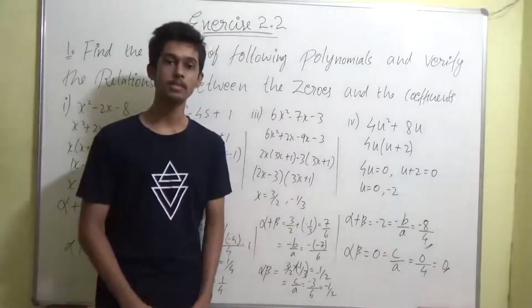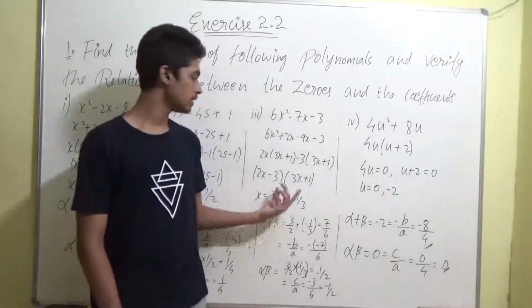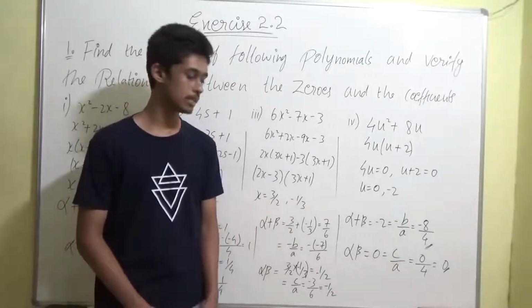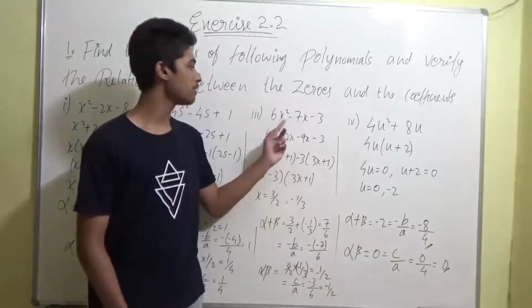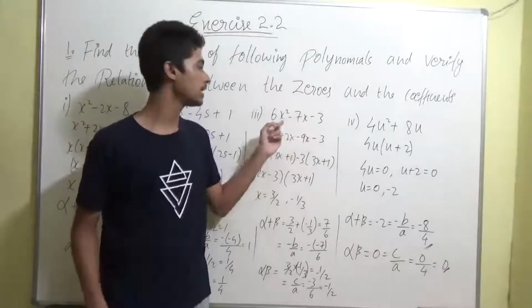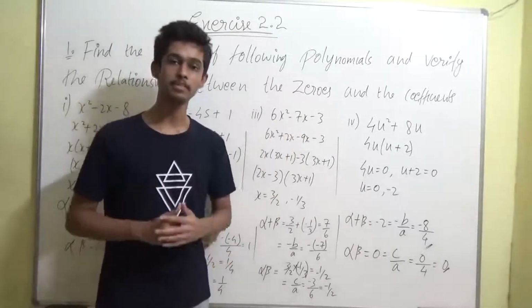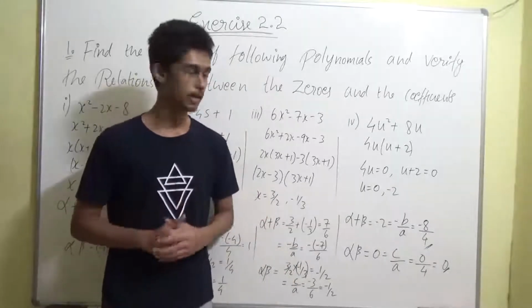sum of the zeros. Now let's go ahead and try to find the alpha into beta, that is 3 by 2 into minus of 1 by 3, which gives us equal to minus half. If you see c by a, we get half, guys. I mean minus half by c, because c is minus 3 and a is 6, so minus 3 by 6 gives us minus half, which is also equal to the product of zeros, hence it's also verified.